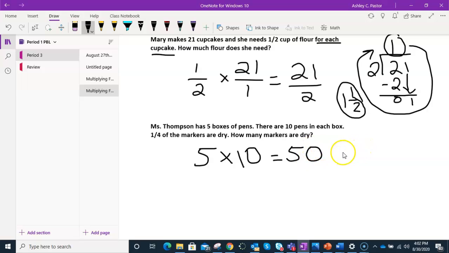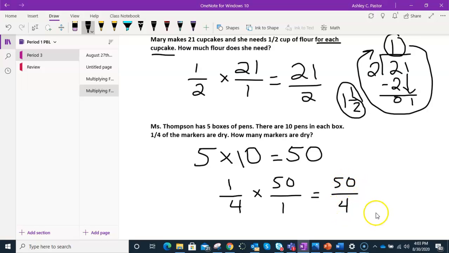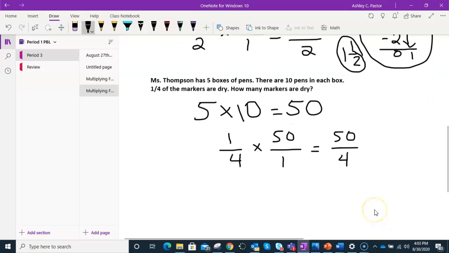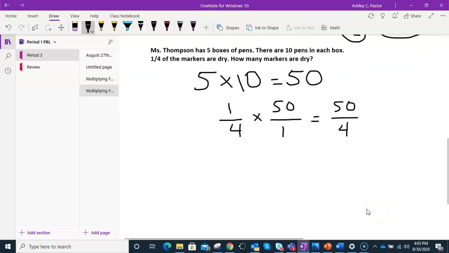Now, if I'm looking at this, I recognize that I know 1/4 of them are dry. So I'm going to take 1/4 of, which means multiplication, right? And I'm going to put this 50 above here, over 1, equals 50 over 4. Right, so now I'm going to, again, divide this out. So 50 divided by 4.